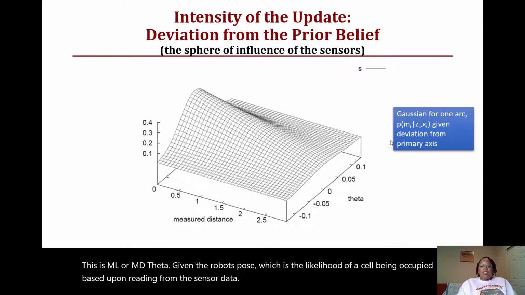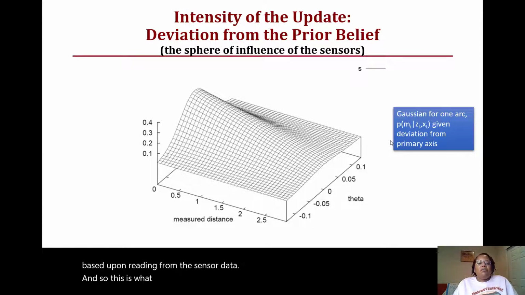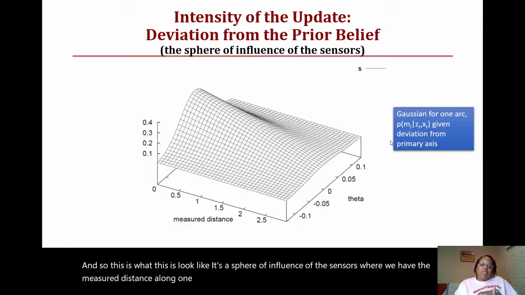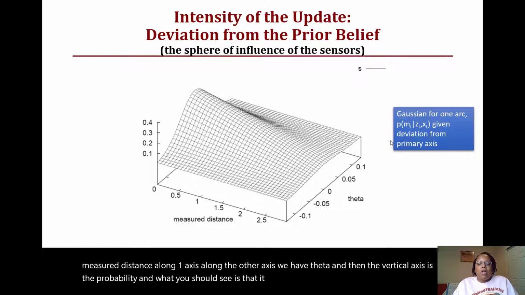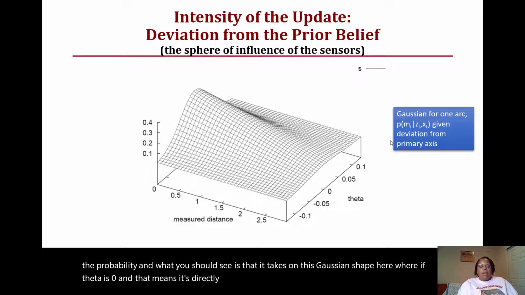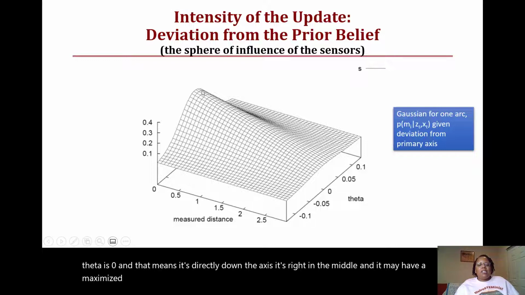And so this is what this looks like. It's a sphere of influence of the sensors where we have the measured distance along one axis. Along the other axis, we have theta, and then the vertical axis is the probability. And what you should see is that it takes on this Gaussian shape here, where if theta is 0, that means it's directly down the axis, it's right in the middle, and it may have a maximized value, but then it kind of curves off in this Gaussian fashion based upon the beam width, where at some points it may be outside the sphere of the beam, so we just don't know.